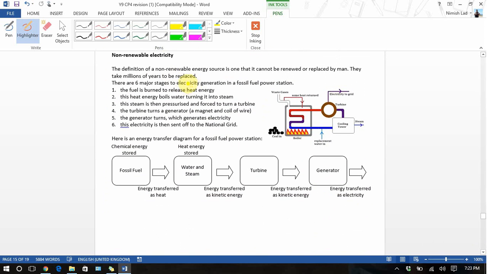Moving on quickly to renewable and non-renewable electricity. Remember, you need to know about how electricity is generated. It's a very simple, straightforward process. Remember, non-renewables are coal, oil and gas.